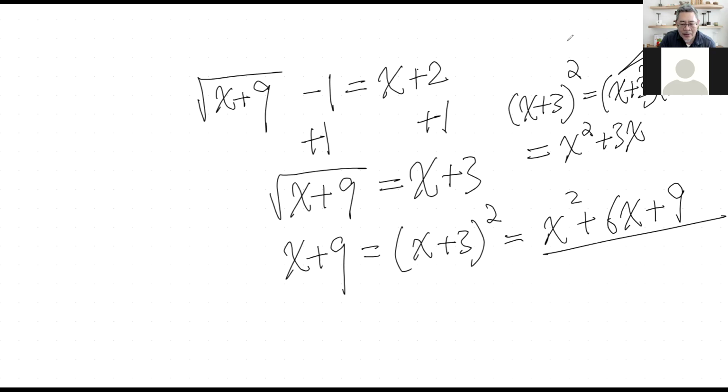Yep. And then this times that, that's 3x. And this times that gives us 9. Good. So that's where the 6x comes from. Oh, okay. Cross that. Yep. I got the 6x part. I just didn't get the plus 9.